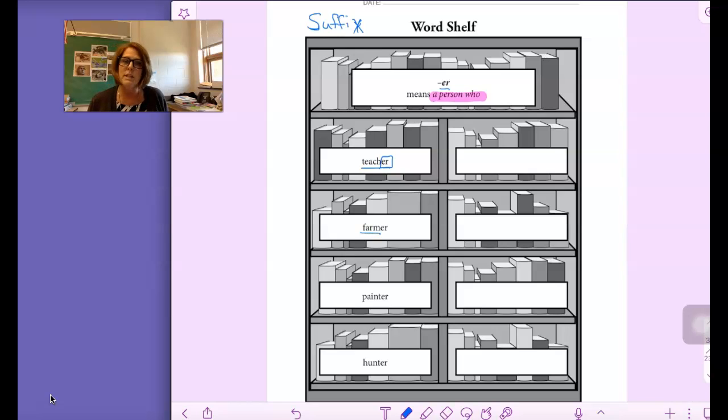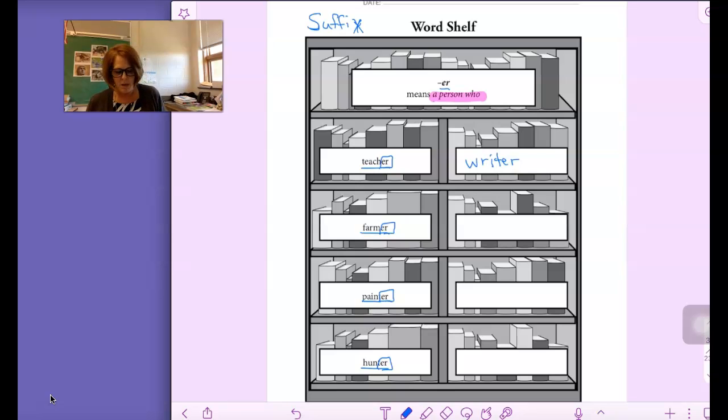Farmer, the root word is farm. Adding ER means a person who farms. Painter, the root word is paint. Adding ER makes it a person who paints. Same for hunter. Hunt is the root word. Adding ER makes it a person who hunts. Let's take a look at some other words.